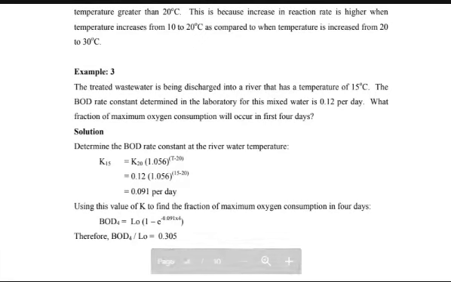The value of k is 0.091, into t. T is 4 days, so you take the value 4. The result is 0.3051. Yes, correct.